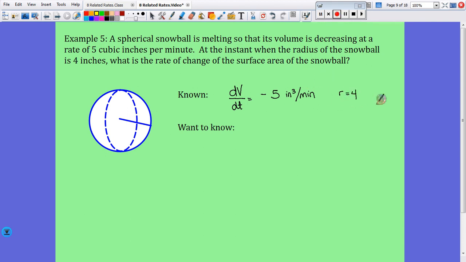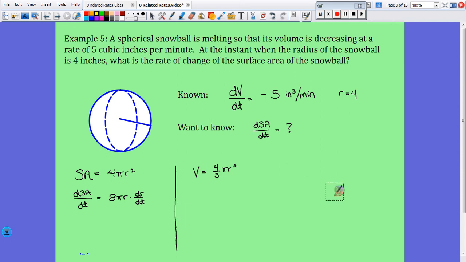So r is still 4, but we want to know what the rate of change of the surface area is. So we can go to our surface area equation that equals 4 pi r squared, and then we can take the derivative, which is 8 pi r dr/dt. The problem is we weren't given dr/dt, and we want to know dSA/dt. So we could go ahead and plug in 4, but that's not going to really do anything since we don't know dr/dt. We do know dV/dt though.